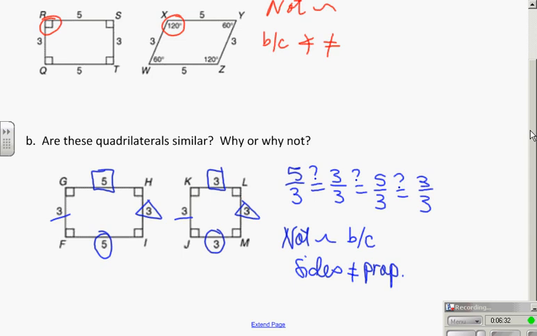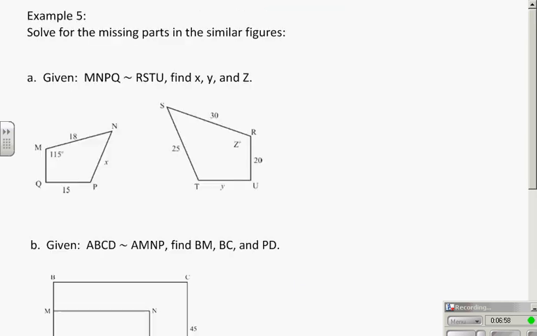You can see I kind of coded them with shapes, the square ones, the triangles, the circles, the underline. If you create a list of your ratios, 5/3, is that the same as 3 over 3? Is that the same as 5 over 3? Is that the same as 3 over 3? If these all end up being the same ratio, my figures are similar. Since these are not, it's not similar because the sides are not proportionate. They all have to be the same in order to be similar.